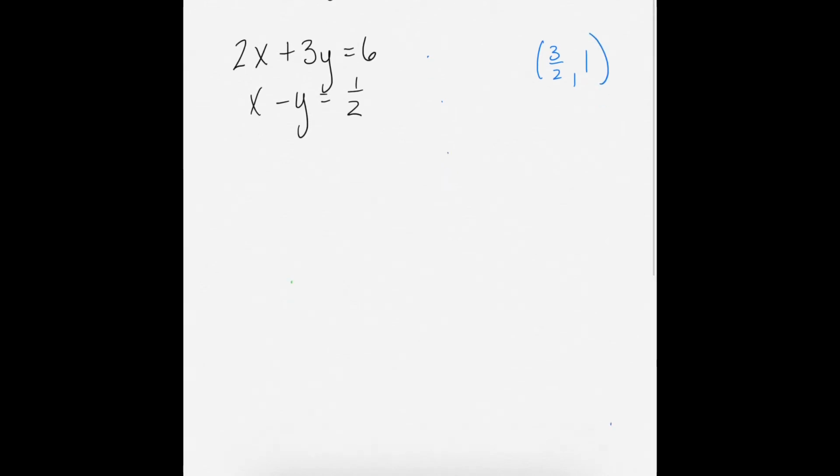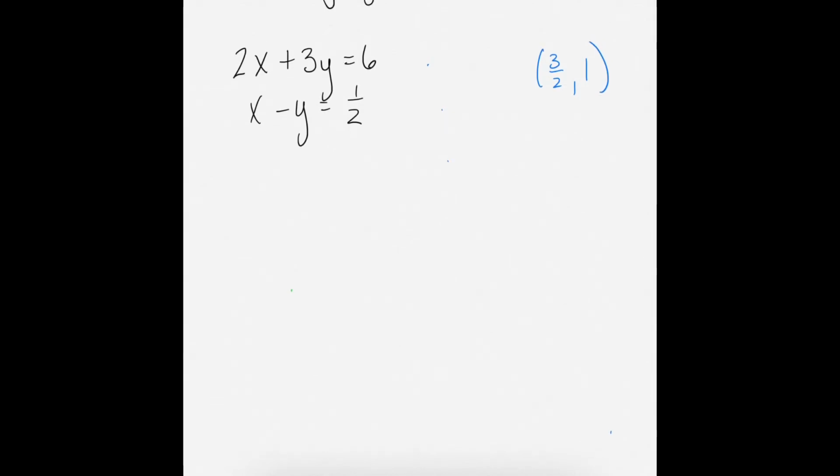Let's start with our first example. Let's go with the basic one, 2x plus 3y equals 6, and x minus y equals 1/2. Now clearly this one is really basic. You're probably going to solve this with elimination or substitution. Pause the video if you want to try to do that on your own. I came up with 3/2, 1 as our solution. But I'm going to go ahead and use this simpler system and plug it into a matrix, and we're going to solve it using Gaussian elimination.